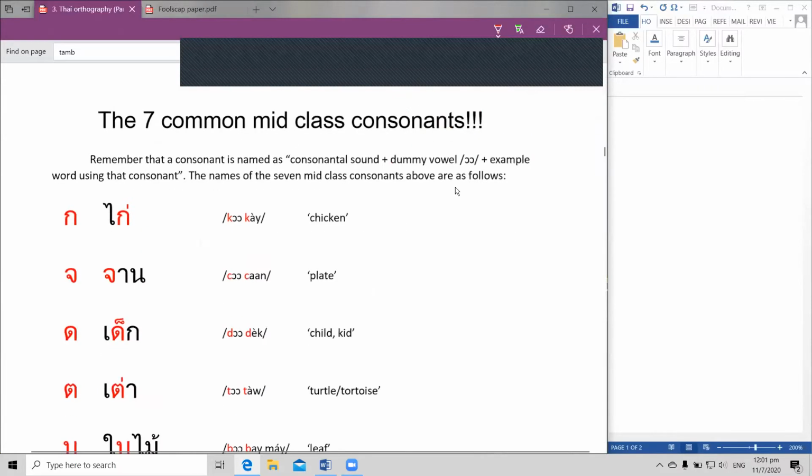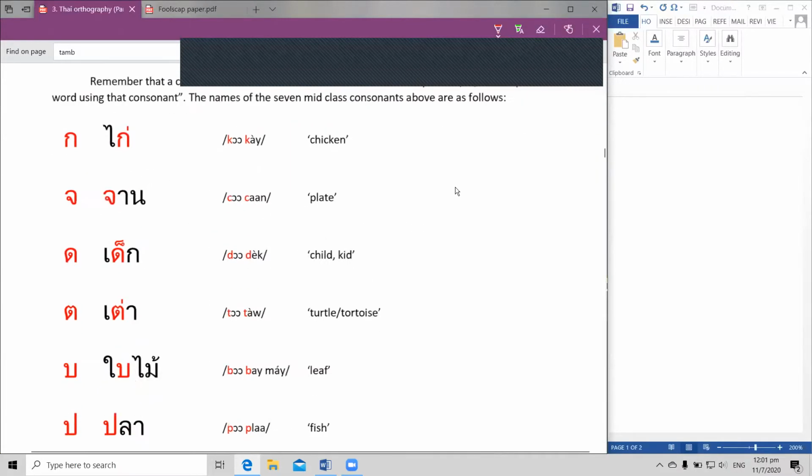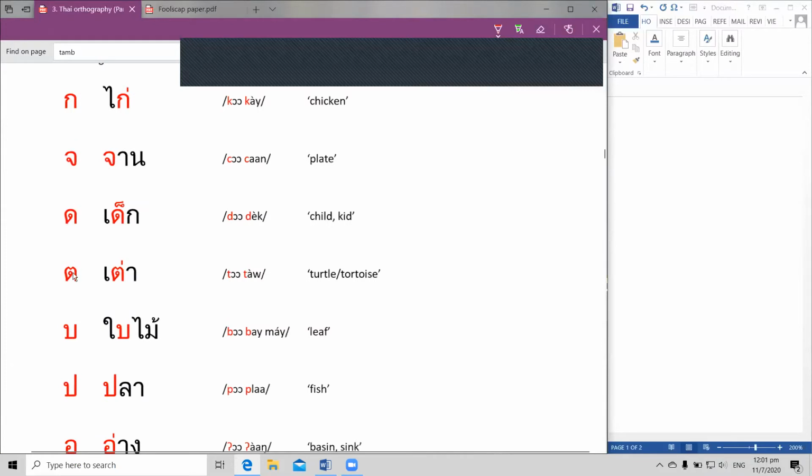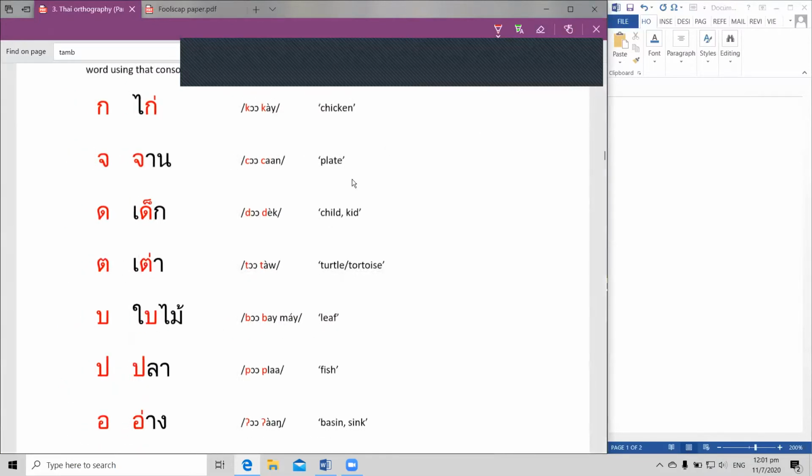So these are the 7 common consonants, right? All these, 1, 2, 3, 4, 5, 6, 7. Remember that the consonants have names, right? So this character here is called ko kai, right? Ko kai. And these words at the back, containing the consonants, the meanings are over here.